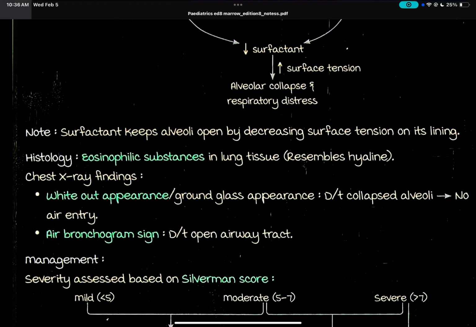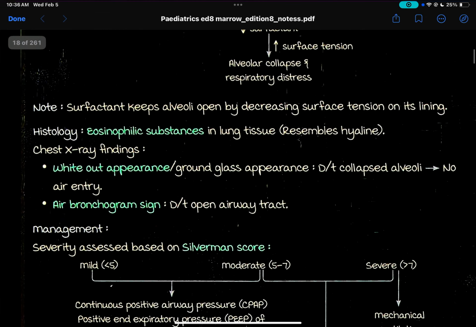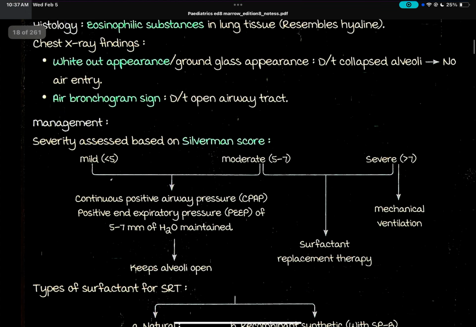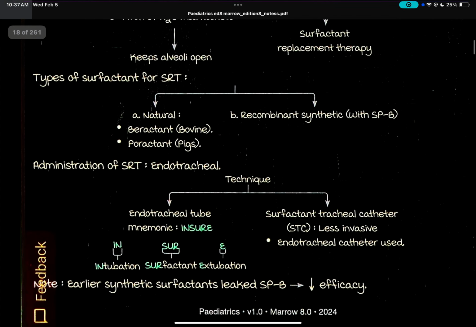Histology: eosinophilic substances in lung tissues which resemble hyaline. Chest X-ray: whiteout appearance, ground glass appearance due to collapsed alveoli, no air entry. Air bronchogram sign due to open airway tract. Management.